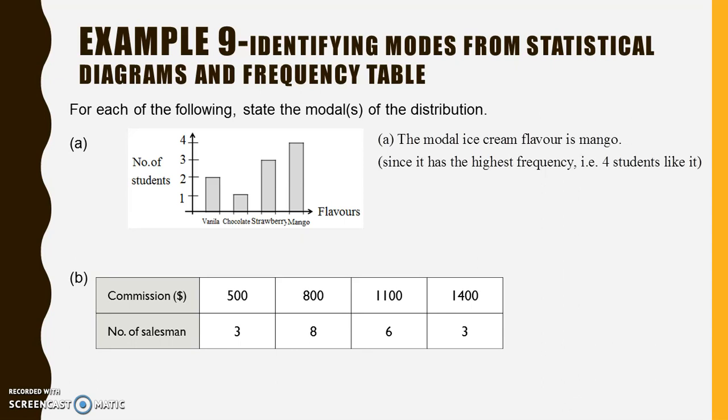In part B, given the amount of commission and the number of salesmen who earn each type of commission amount, the modal score would then be the commission with the most number of salesmen getting that amount, which corresponds to 8. And therefore, the mode of this distribution will be the commission and not the number of salesmen. So my modal commission is $800. Please take note that in this case, the number of salesmen is actually the frequency, and it is not the mode of the distribution.